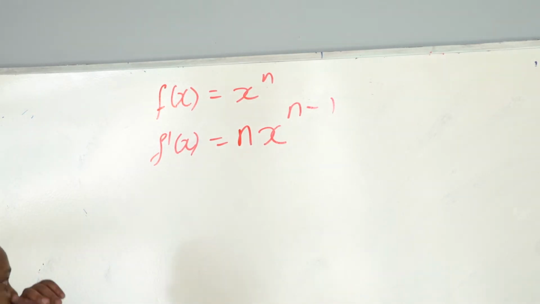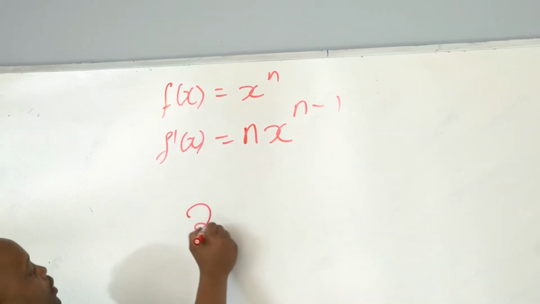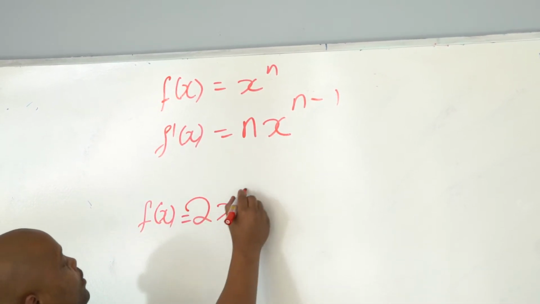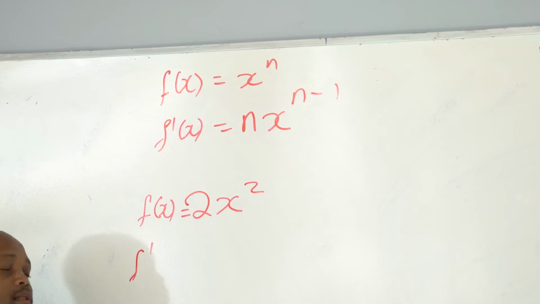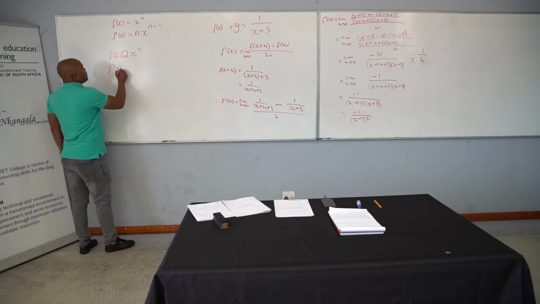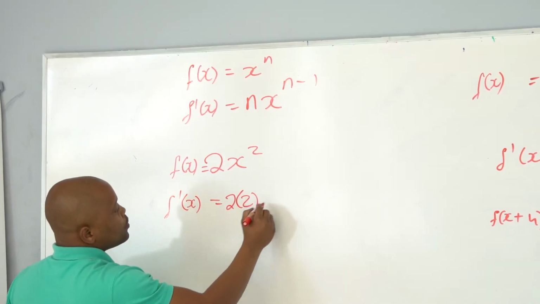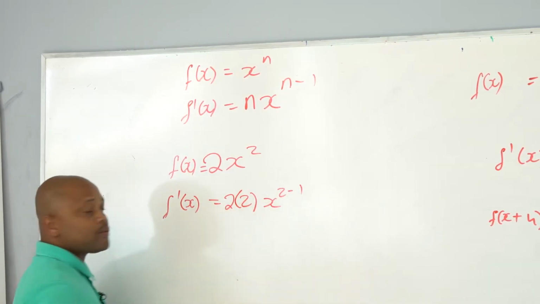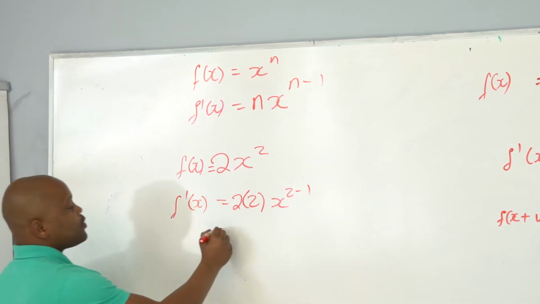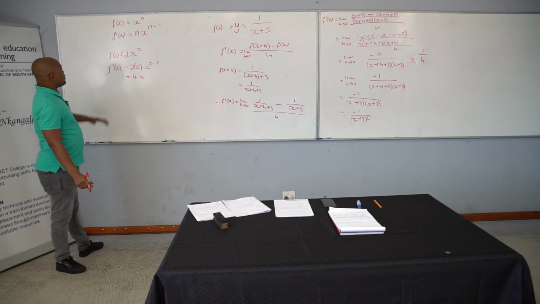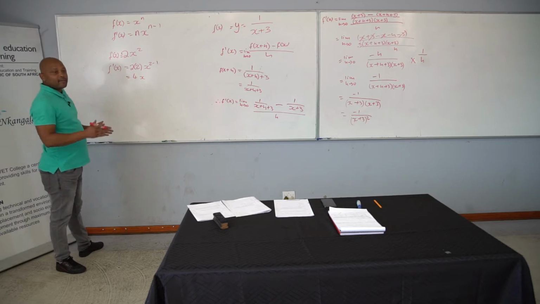You get that. So let's just say now you're given something like f(x) equals 2x squared, and then you had to differentiate that. You keep the constant 2, you transpose the 2, you get 2 times 2, and then this becomes 2 minus 1. So this gives you 4x to the power of 1. Okay, sharp.